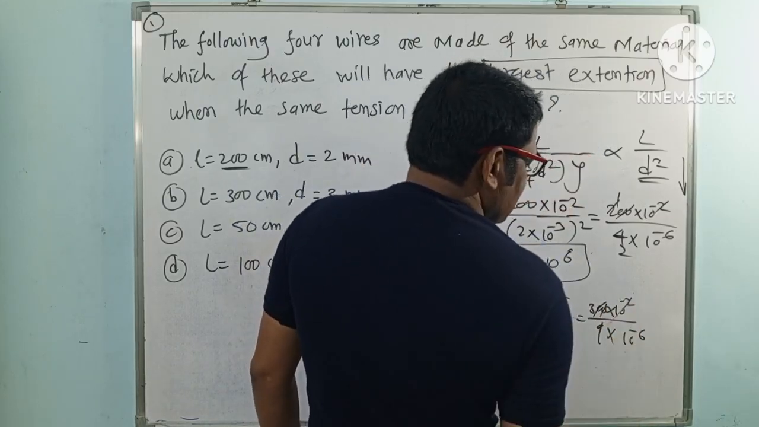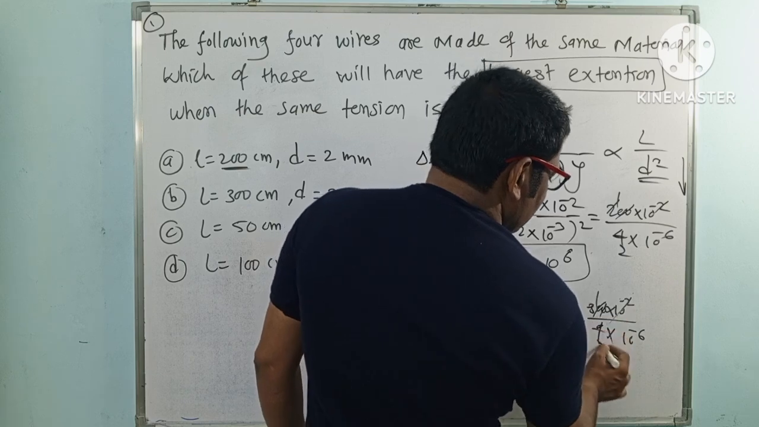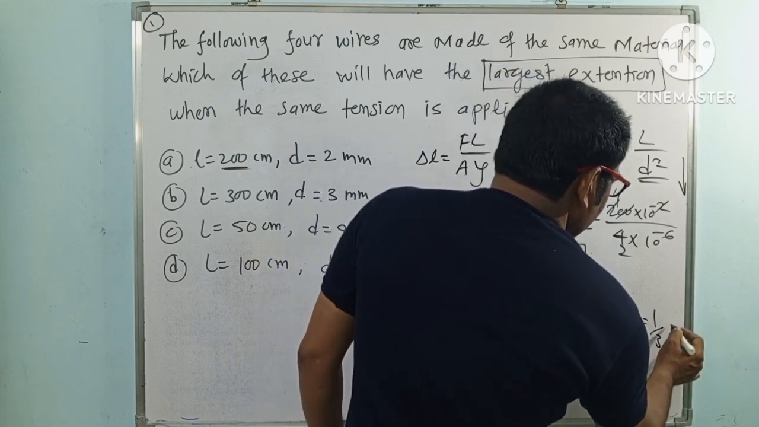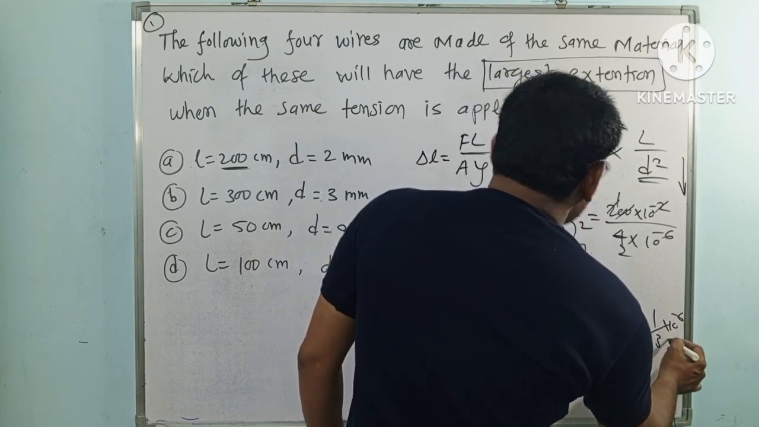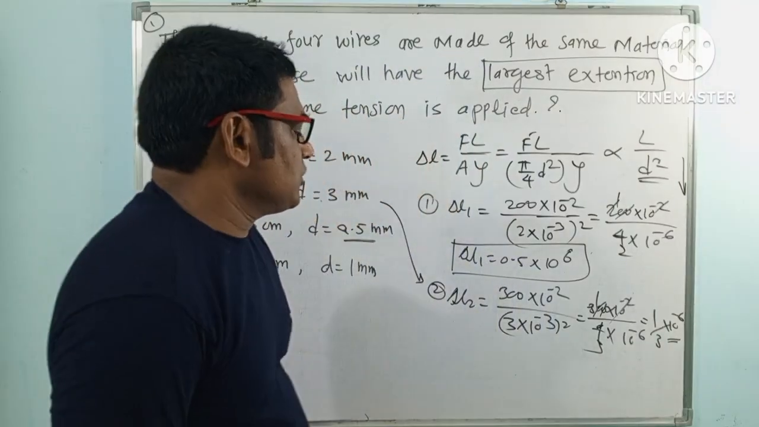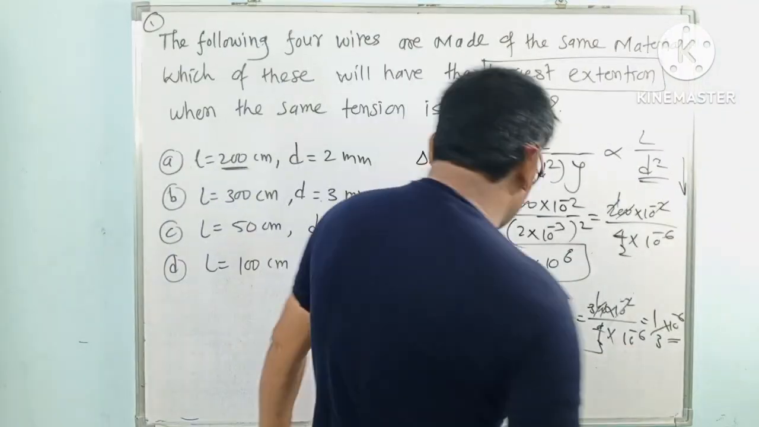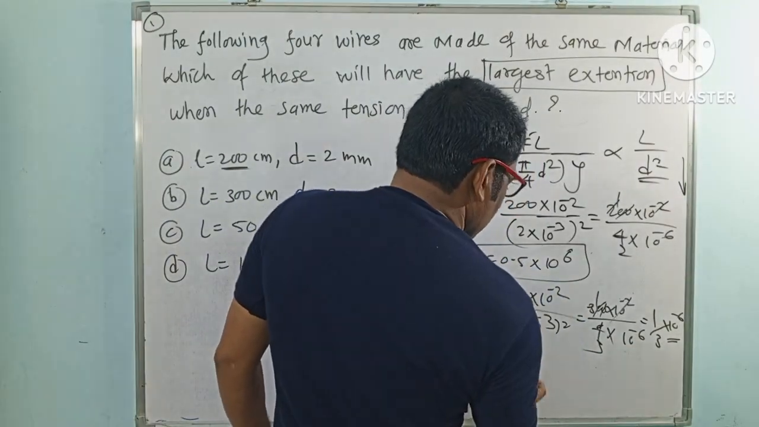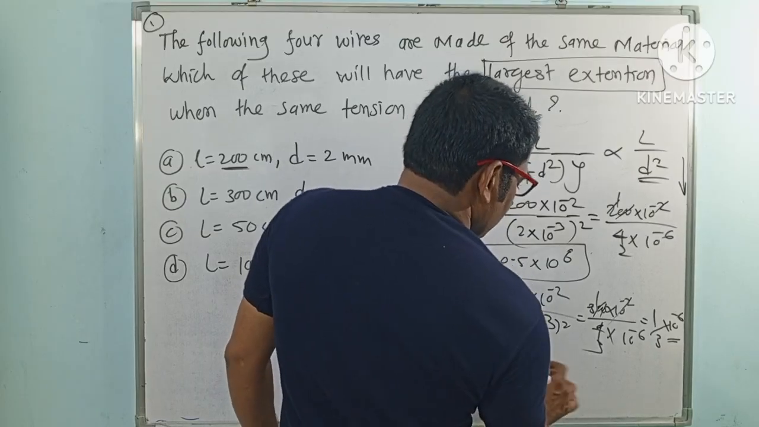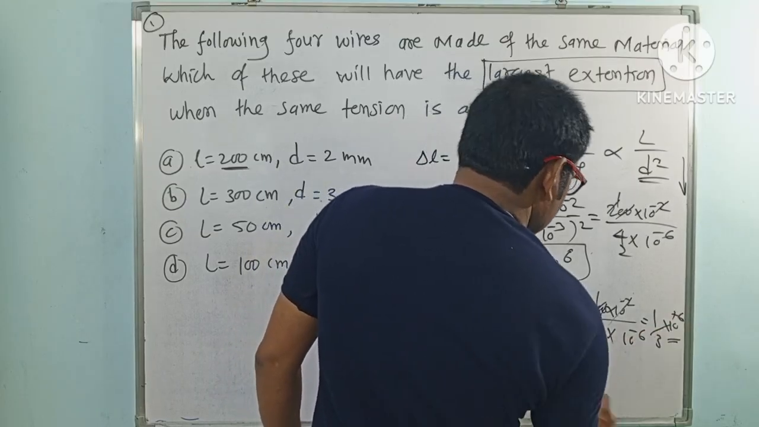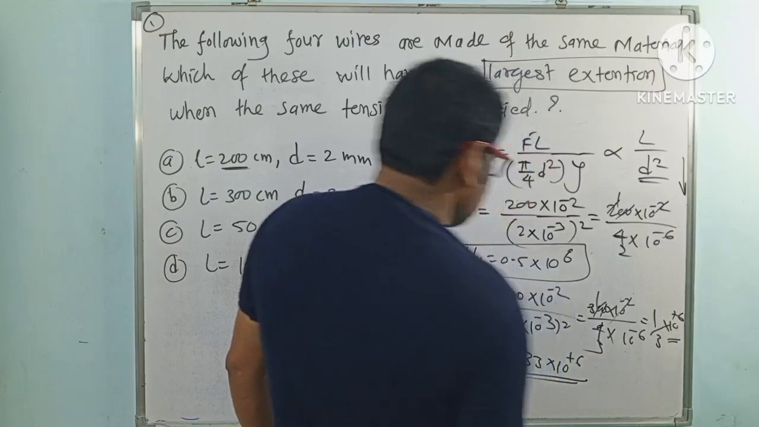Okay, so this is cancelled. So 3 ones are 3. So 1 by 3 into 10 raised to minus 6. Okay, so this is half. This is 0.33. So delta L2 is equal to what? 0.33 into 10 raised to plus 6.